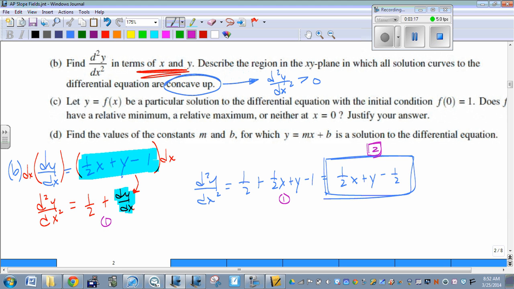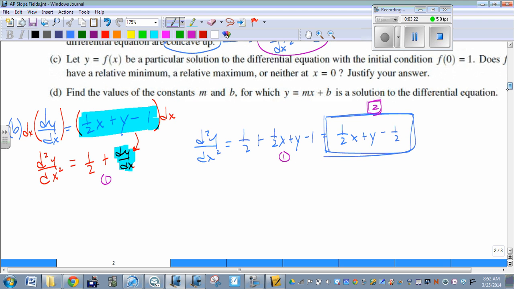But we do know, in order to be concave up, the second derivative has to be greater than 0. So that's what we're going to do: we're going to set this second derivative greater than 0. And we can solve this for y. We get y is greater than negative 1/2 x plus 1/2. So if we look at the graph of the line y equals negative 1/2 x plus 1/2, everything above that line would be concave up.